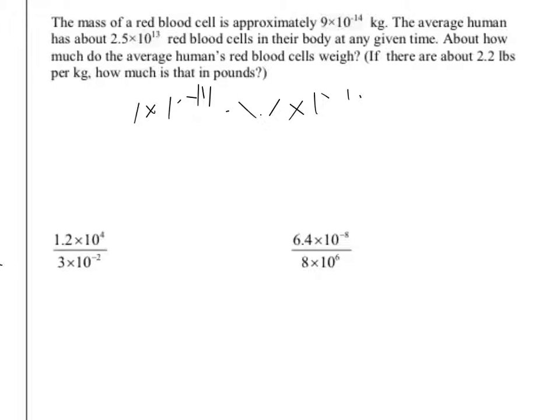All right, so this is where we see this is a string of multiplications. Thanks to the commutative property, I can just make this 9 times 2.5. So I've just commuted 9 times 2.5 times 10 to the negative 14 times 10 to the positive 13. Now I can associate 9 times 2.5. I'll save you the trouble. That is 22.5.